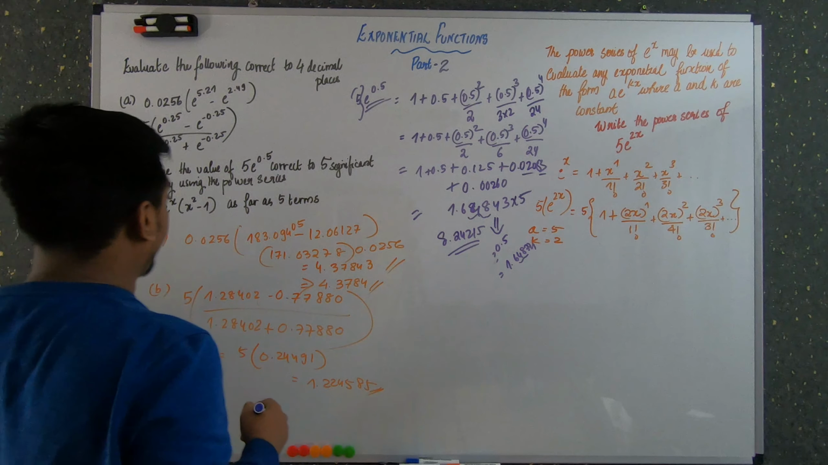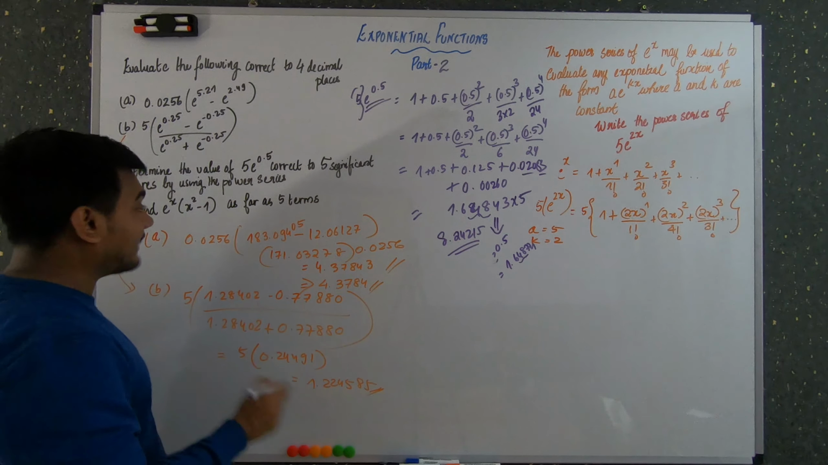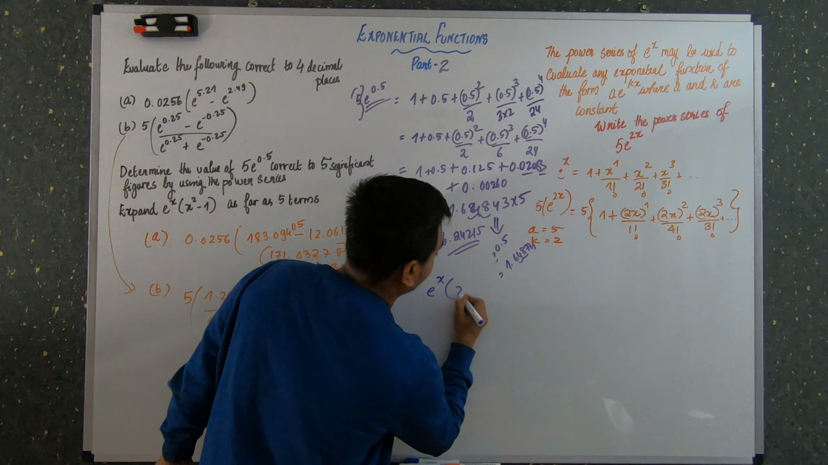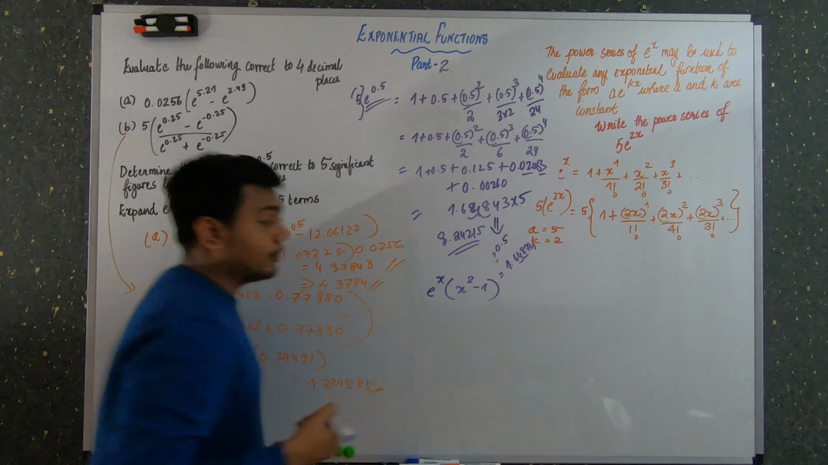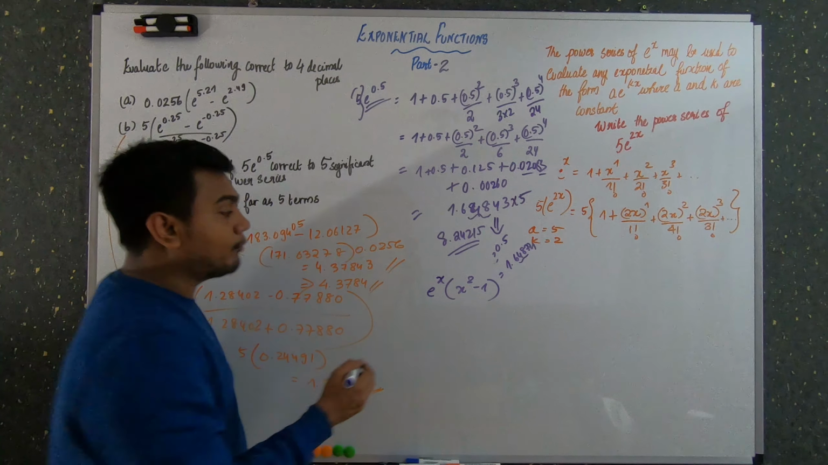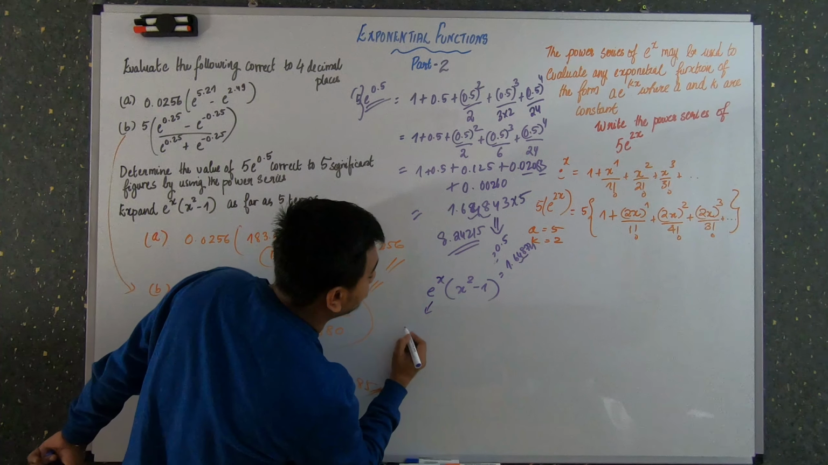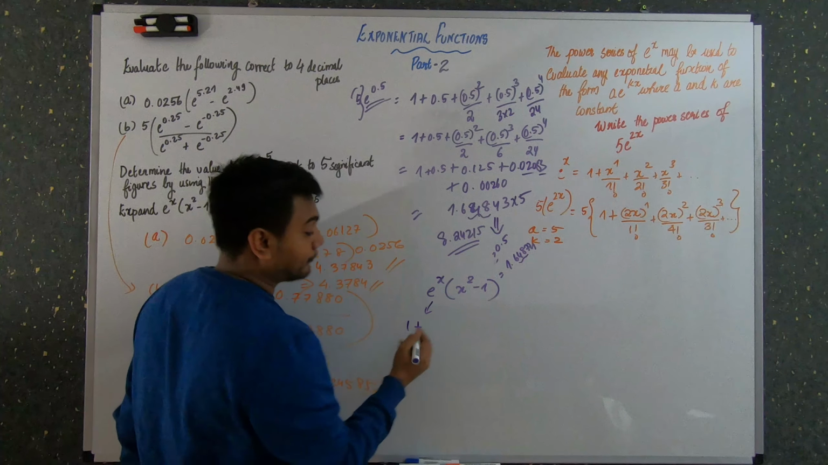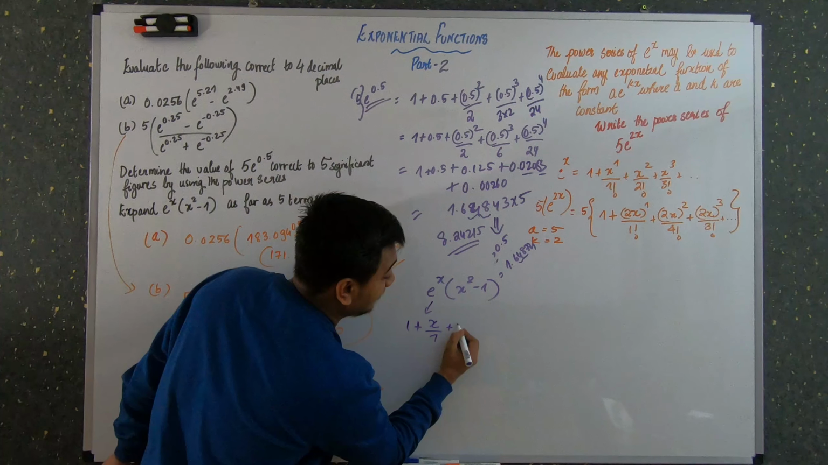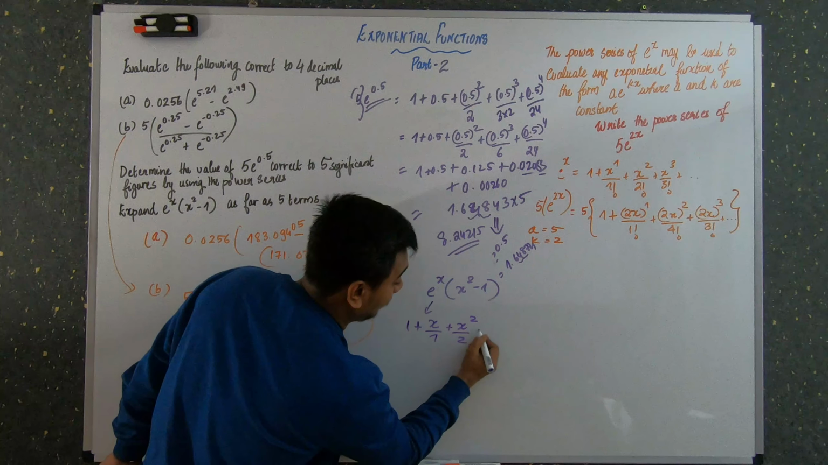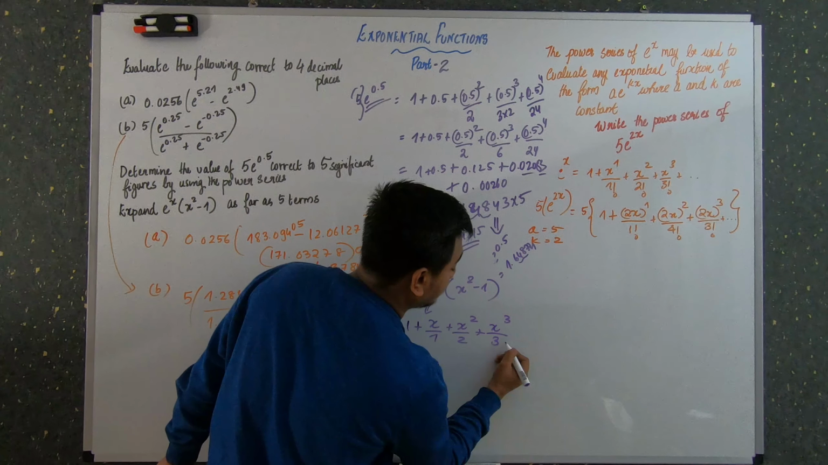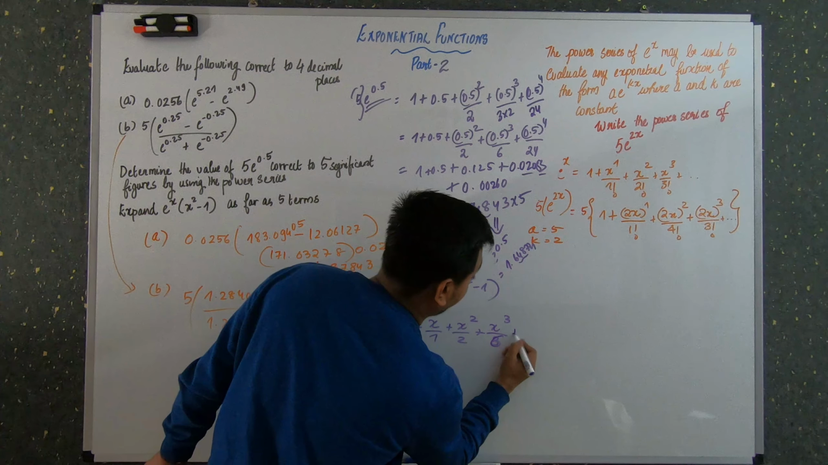Expand e raised to x into x square minus 1 as 5 terms. So you have to expand this up to 5 terms. So what I'm going to do, again, you know the power series: 1 plus x by 1 factorial, that is x by 1, plus x square by 2 factorial, that is x square by 2. Again, x cube by 3 factorial, which is 6. I'm going to write it directly as 6.